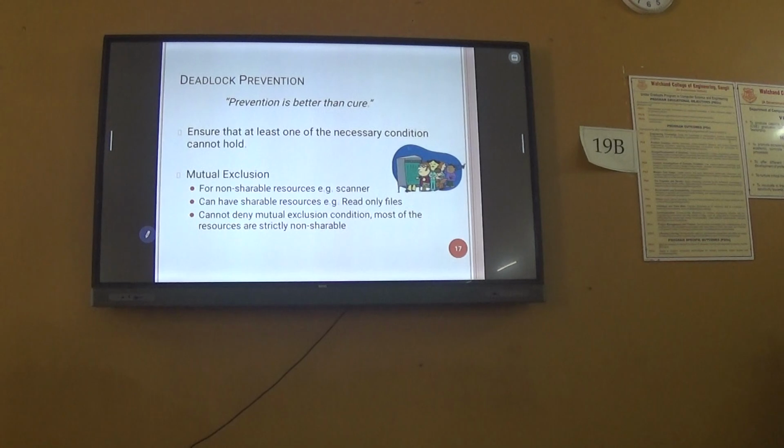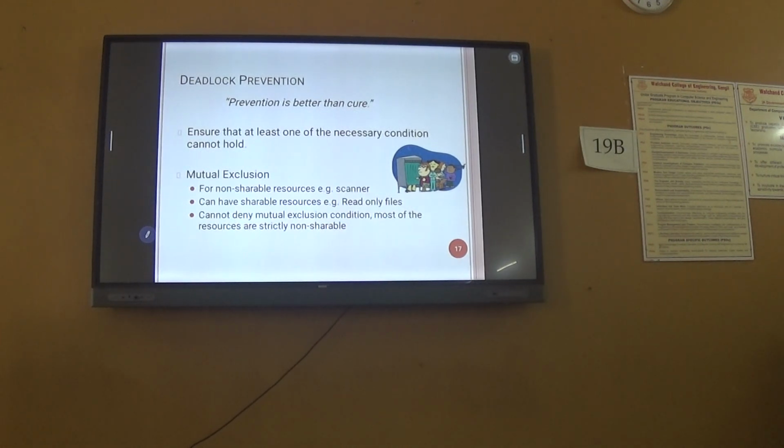Two processes never access the same resource at a time. Even if we are saying that to avoid a deadlock we should not allow mutual exclusion, we have to allow mutual exclusion. If someone says we are running out of time, two teachers can't be in the same classroom. Mutual exclusion can't be denied.